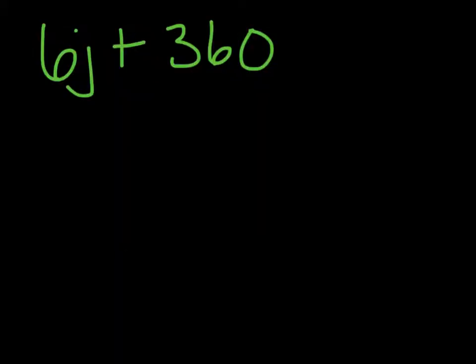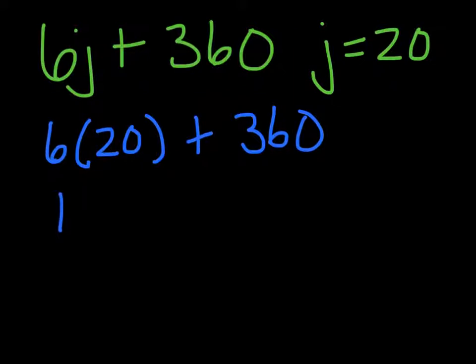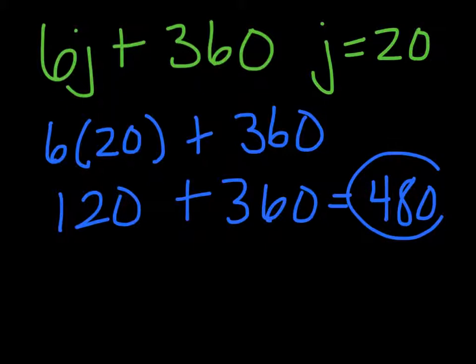How many calories do we burn if we jog for 20 minutes? So if j equals 20. Well, first, we substitute 20 for j into the equation, 6 times 20, plus 360. What's 6 times 20? It's 120 plus 360, which gives us a final calorie count of 480.